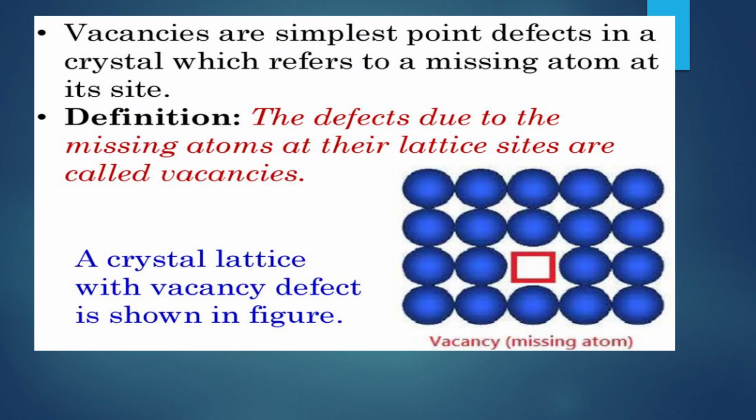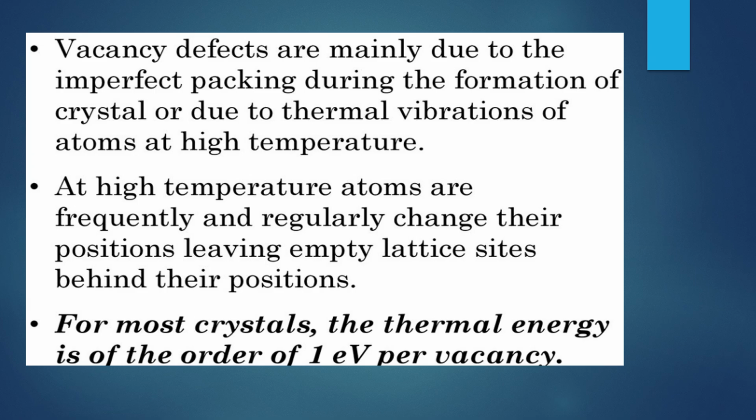Vacancies are the simplest point defects in a crystal, which refers to a missing atom in its site. The defect due to the missing atom of the lattice sites is called a vacancy. Here in the figure we can see the missing atom at its lattice site. Vacancy defects are mainly due to imperfect packing during the formation of crystals or due to thermal vibrations of atoms at high temperatures. At high temperatures, atoms are frequently changing their position, leaving empty lattice sites behind.